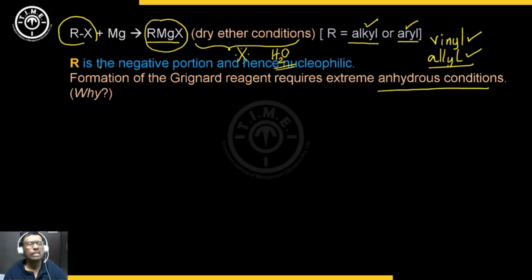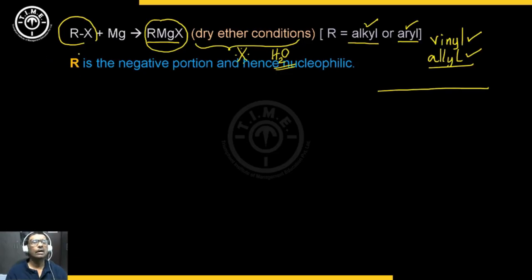Before we begin, R is the negative portion because we said it is an organometallic. Metal is a positive portion, is it not? It's an electropositive atom that is attached to R. So R becomes the negative portion. So when it is a negative portion, it can function as a nucleophile. This is the most important thing that we need to know about a Grignard reagent. A Grignard reagent has the R as a negative portion and therefore can function as a nucleophile.